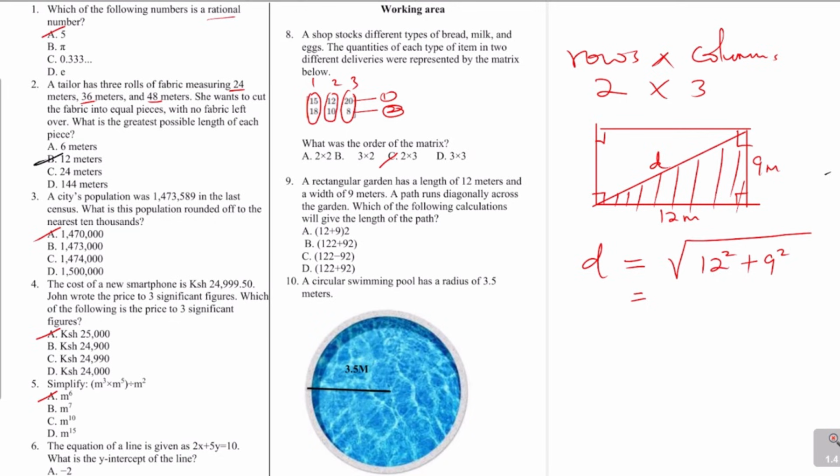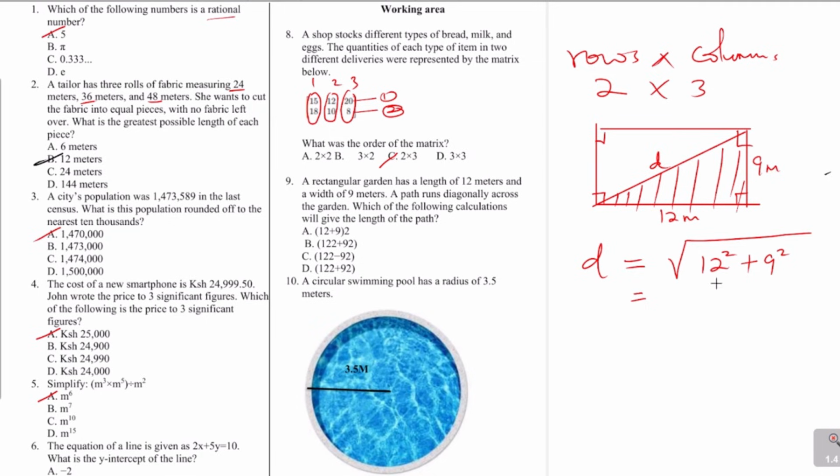You're required to say which of the following calculations will give the length of the path. I can see there's a problem with the way the squares have been indicated. The squares have not been indicated in the right way. Instead of writing 12 squared, you can notice that it is 122. Instead of 9 squared, that is 92.